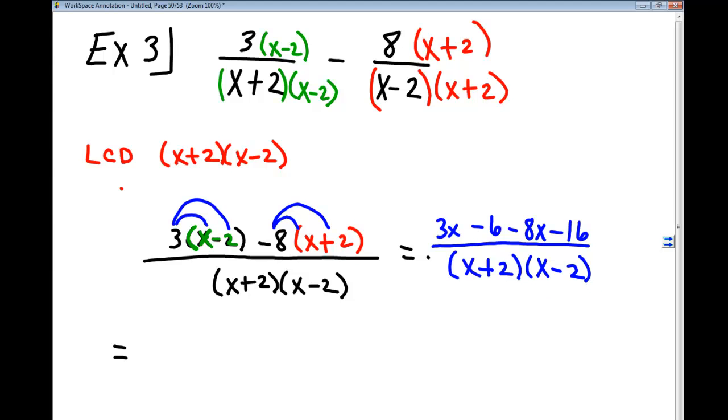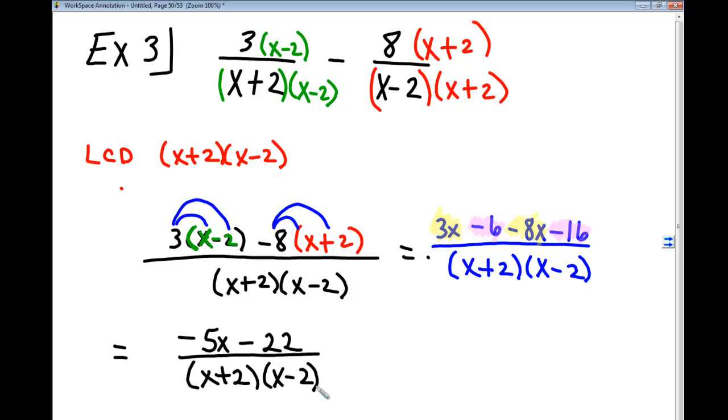Now we combine like terms. Still need to check to see if these can be factored and reduced any further, and 5 will not go into 22, so I cannot pull anything out. So this is my answer.